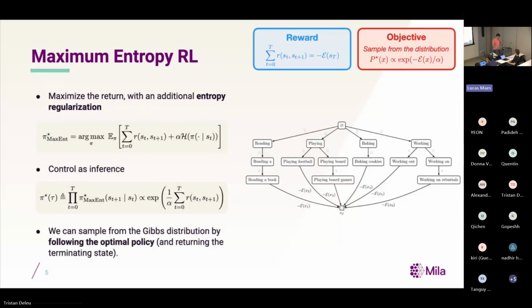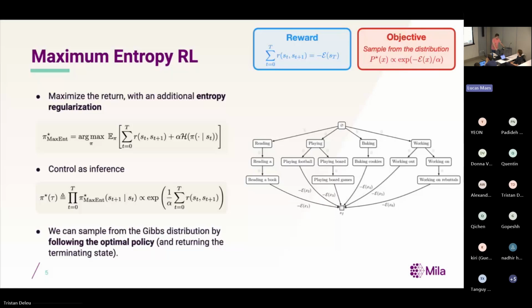So another way to see that is to treat this as a maximum entropy RL problem. It's very similar to what we saw before, but instead of just maximizing the sum of rewards, we are going to add some regularization based on the entropy of the policy. So the idea is that we don't want to find one policy which is always going to find the terminating state that minimizes this energy. We want to also encourage some kind of diversity in terms of the terminating states that we're seeing.